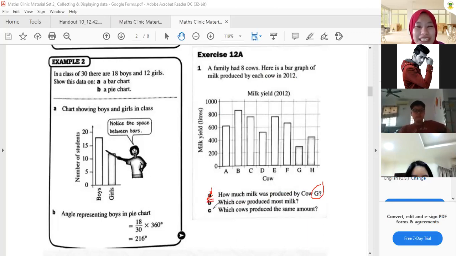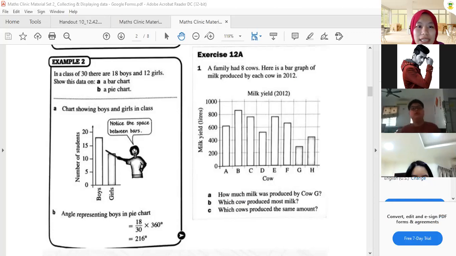Which cow produced the same amount? Same amount of milk. Which cows produce the same amount? Good. Okay, so all of you are able to read the graph, the bar chart: C and E. Okay, good. Next, in class, look at example 2, guys.